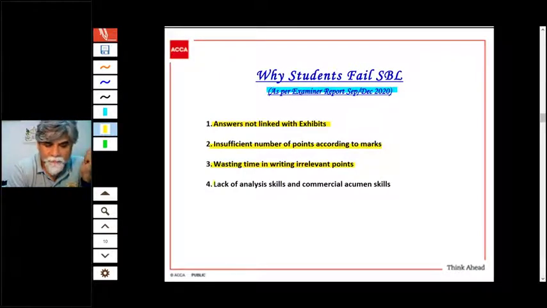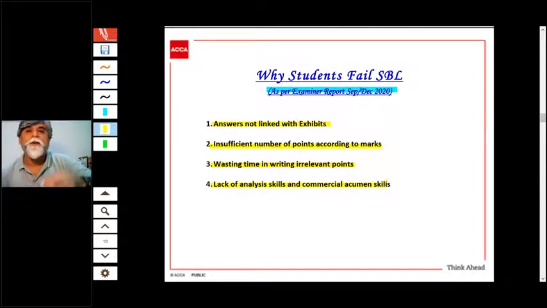And then this time, I saw this comment for the first time. I've never seen this comment before. Lack of analysis skill and commercial acumen skill. So these two are actually part of professional skills.